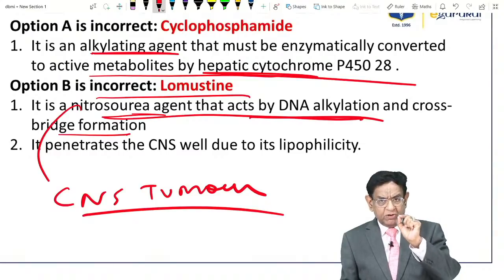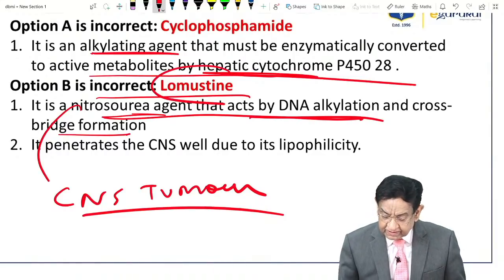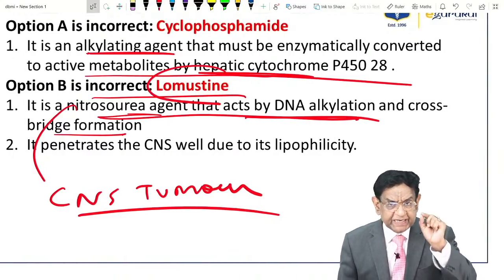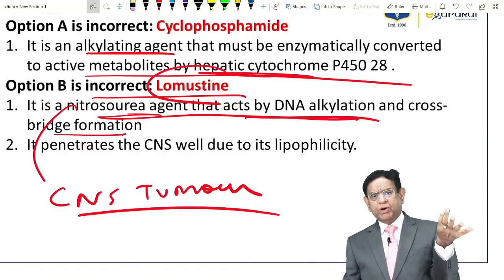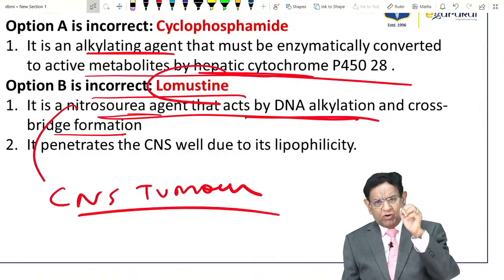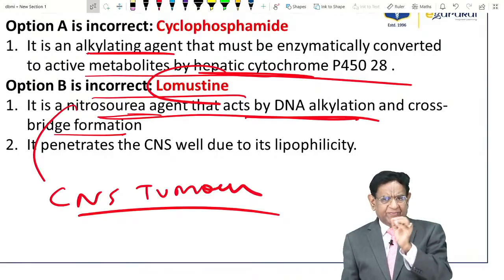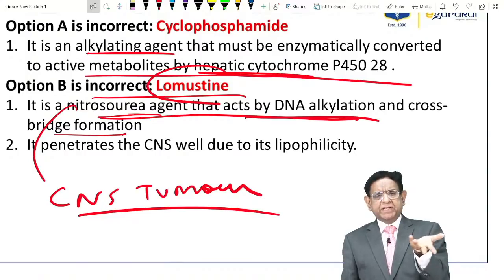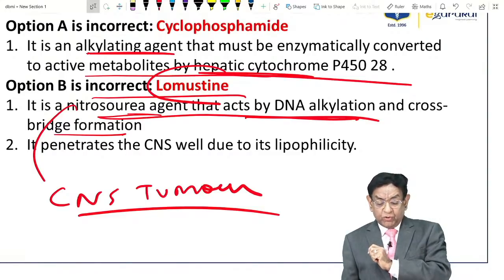And now comes the gold medal question. Write down the answer. This drug, which is used in brain cancer, has a unique side effect. Unique side effect means, don't talk about the side effects which are seen in most anti-cancer drugs, like nausea, vomiting, hair loss, etc. They're routine. When I say unique side effect, it is like hemorrhagic cystitis in cyclophosphamide. What is the unique side effect of lomustine? Write down the answer quickly in your copy.